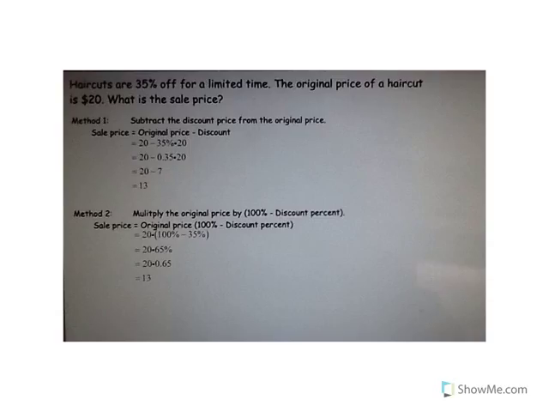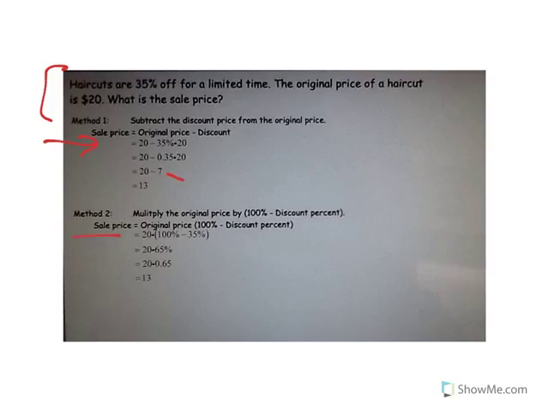In terms of discount, it's a similar sort of idea, but a couple of different ways here. You can go ahead and figure it out this way. Let's say here, haircuts are 35% off for a limited time. The original price of a haircut is $20. What is the sales price? Well, first thing is you can say the original price minus the discount is going to be equal to the new cost. And that's what this method is here. So $20 minus 35% times $20, and that's 7, is going to give you 13.